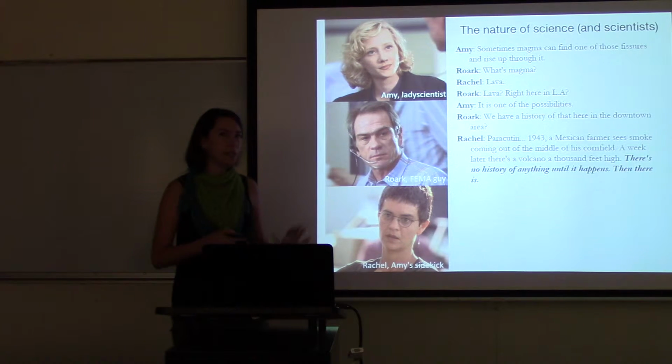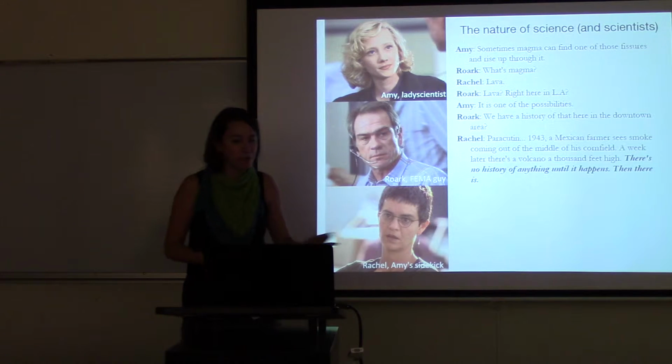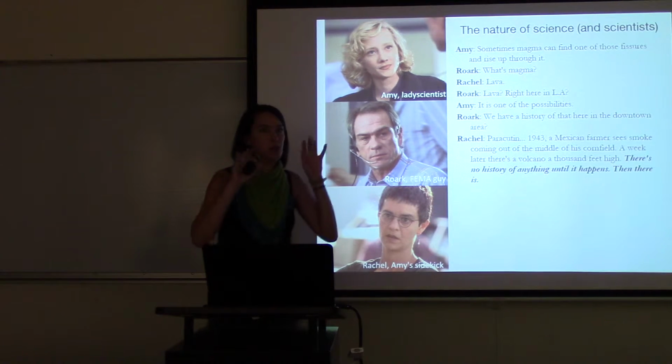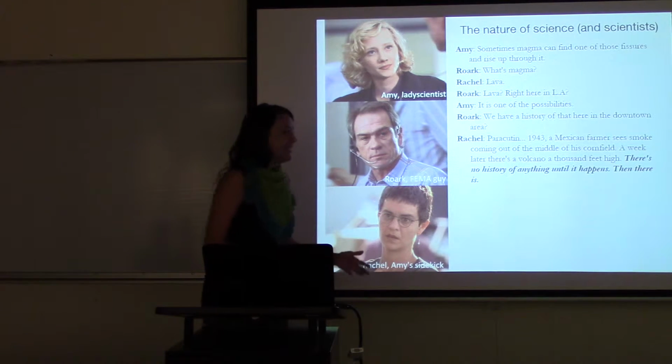And Rachel says, Pericutin, 1943. A Mexican farmer sees smoke coming out of the middle of his cornfield. A week later, there's a volcano 1,000 feet high. There's no history of anything until it happens. Then there is.